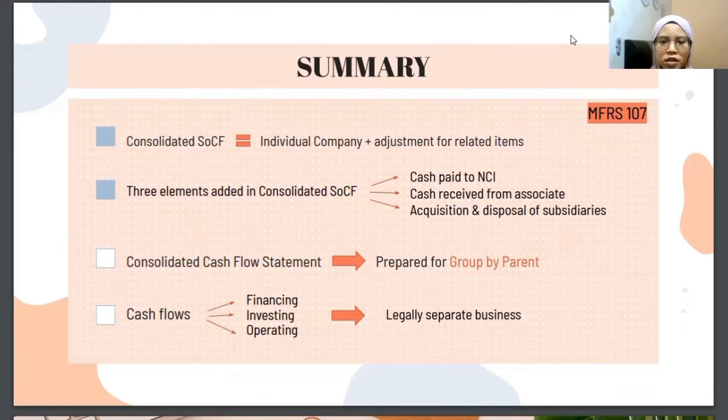Next, the parent company will prepare the consolidated statement of cash flow, which reflects the cash flow of the group. And finally, a consolidated statement of cash flow aggregates cash flow from financing, investing, and operating activity across all majority-owned companies that are legally separate businesses.